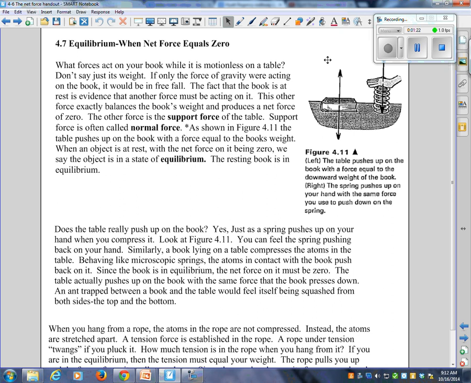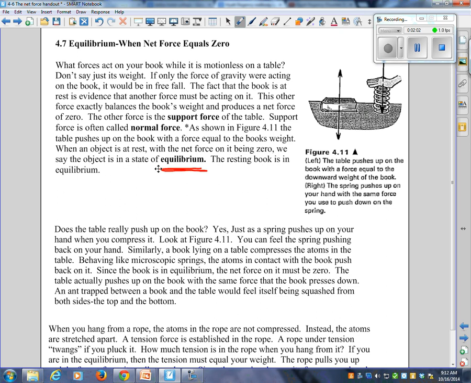Okay, here's the key part. Equilibrium, when net force equals 0. What forces act on your book while it's motionless on a table? Don't just say it's weight. If only the force of gravity were acting on the book, it would be in free fall. The fact that the book is at rest is evidence that another force must be acting on it. This other force exactly balances the book's weight and produces a net force of 0. The other force is the support force of the table. Support force is often called the normal force, and you've learned about that already. As shown in figure 4.11, the table pushes up on the book with a force equal to the book's weight. When an object is at rest, with the net force on it being 0, we say the object is in a state of equilibrium. The resting book is in equilibrium.